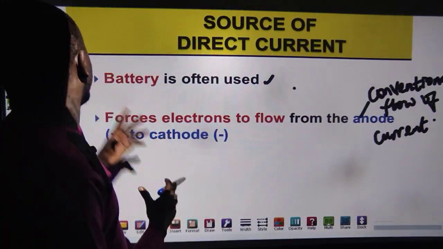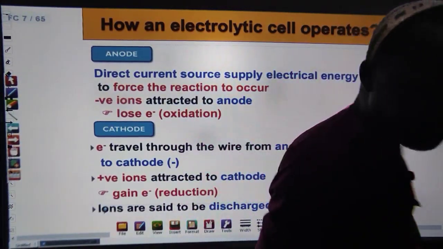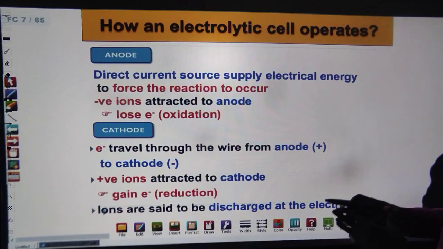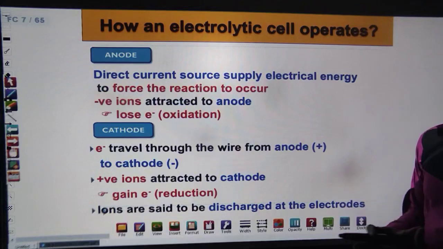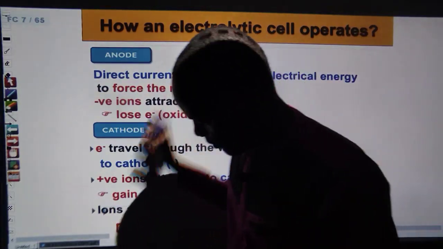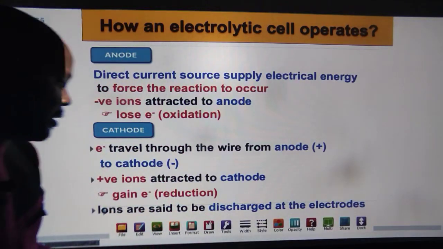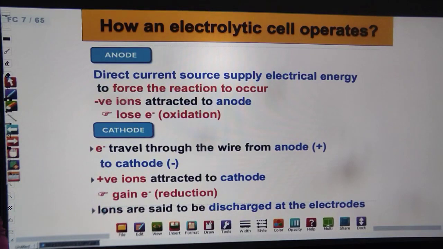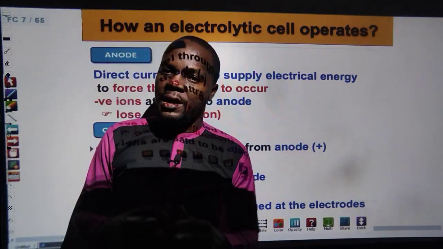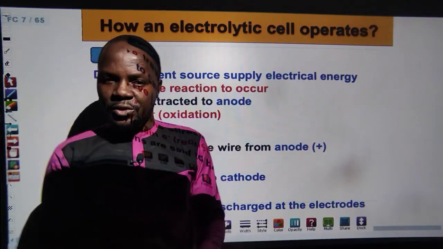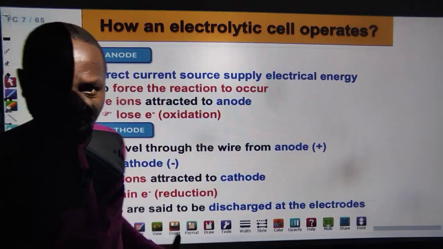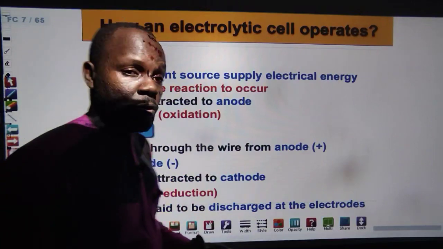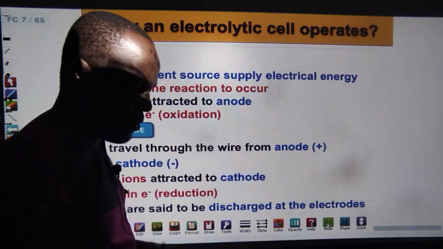The next one, I'm going to the 7th page. Okay, fine. Now, an important thing I've talked about, but you can just go through it, is a summary of what I've talked about: OIL RIG and PANIC. If you have OIL RIG and PANIC, this is all you have here. You don't need to mastermind too much. Just keep it at the back of your mind. The direct source of energy supplies electric current. After it supplies electric current, cations migrate to the cathode, anions migrate to the anode, oxidation takes place at the anode, and reduction takes place at the cathode. Simple summary, you can always keep that at the back of your mind. And this is what is contained here.